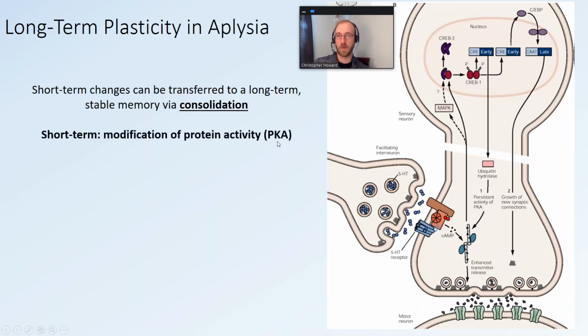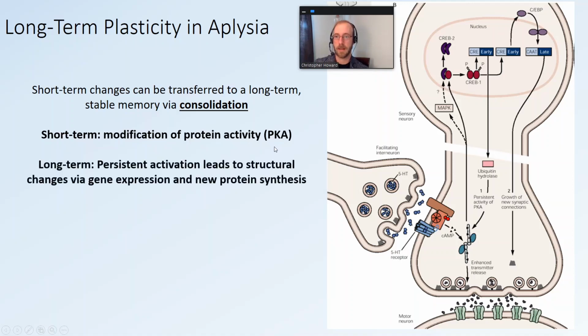So short term, we can explain this based on the mechanism on the previous slide, activation of protein kinase A and closure of potassium channels. But long term, this has to be some alternate mechanism because this won't last forever. So what happens here is we have a lot of serotonin release, a lot of serotonin binding its receptor. This activates protein kinase A in a really big way, which can lead to subsequent activation of this pathway.